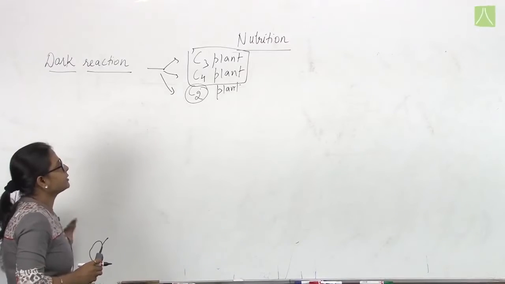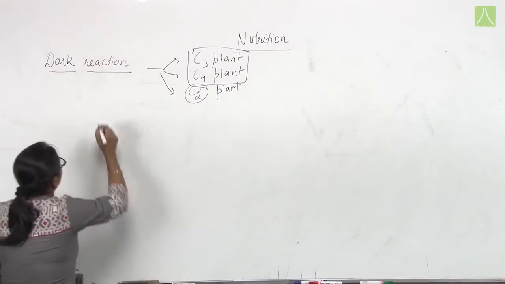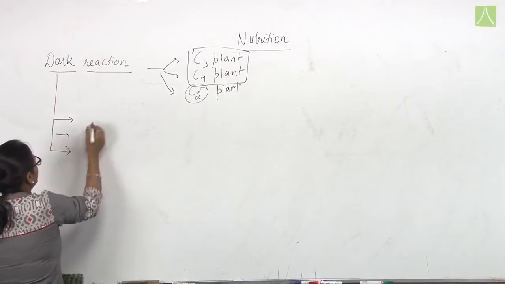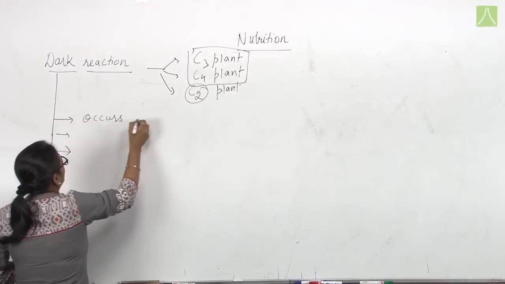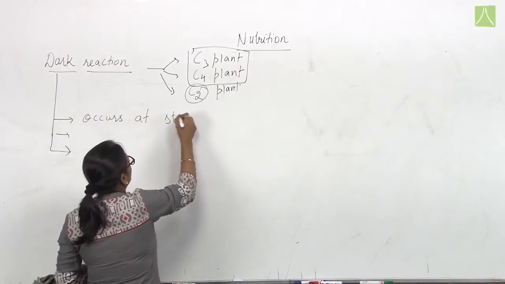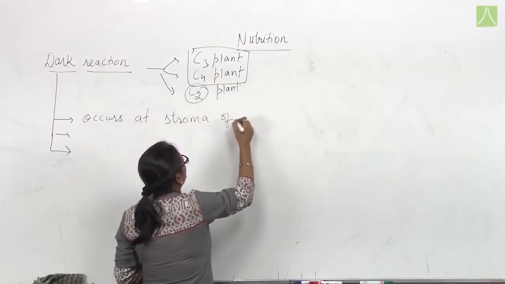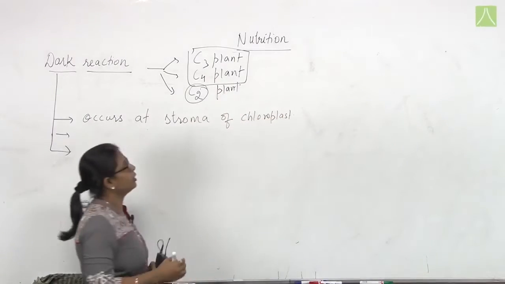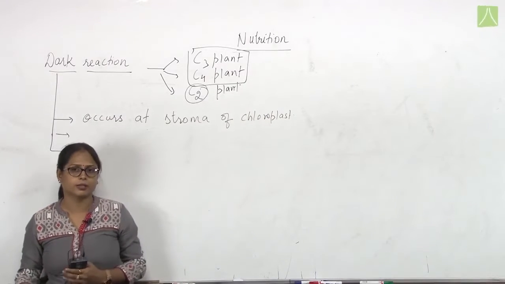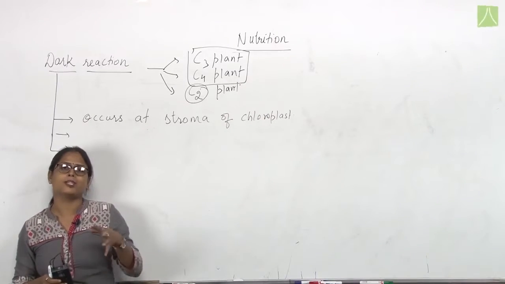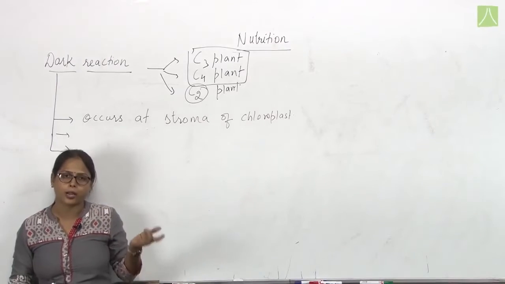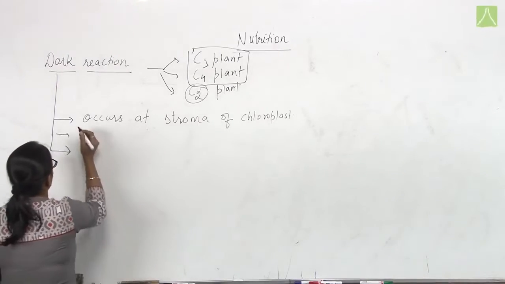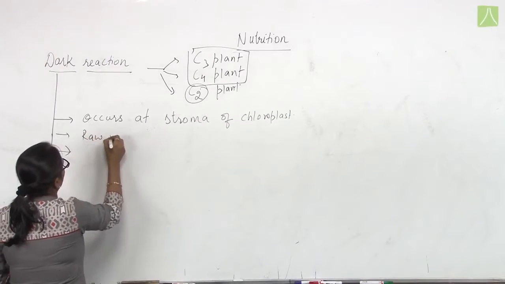Now, exactly what is happening in the dark reaction? Three steps are involved. Basically it occurs at the stroma of the chloroplast. That means the site where the dark reaction occurs is the stroma region of the chloroplast, while the light reaction was occurring on the grana or thylakoid membrane of the chloroplast.